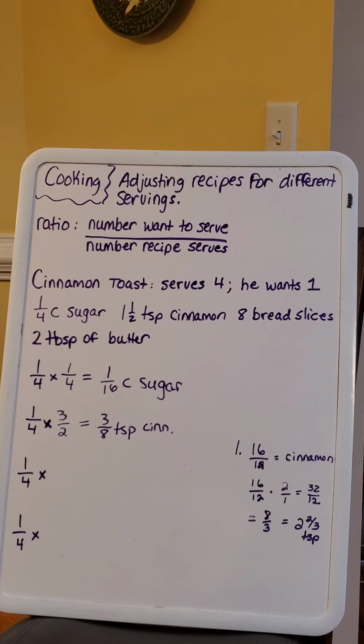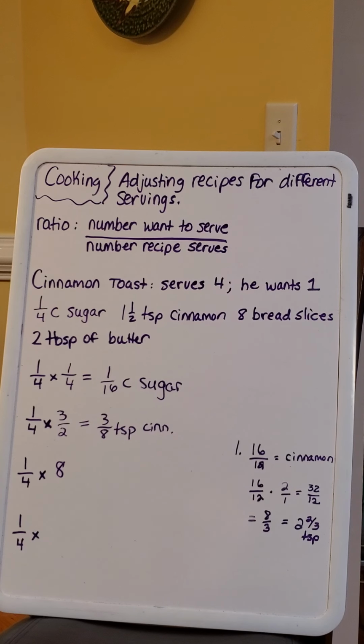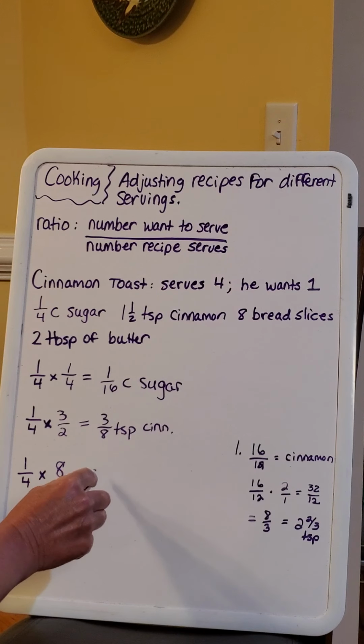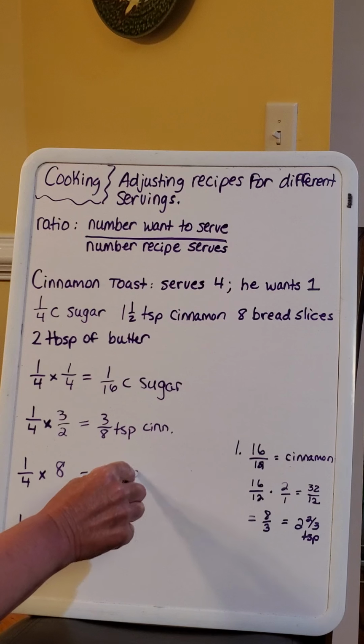Next is the bread slices. It needs 8 bread slices, but for one person, you are only going to need 1/4 of 8. So what you're going to be doing here actually is dividing. So 8 divided by 4 is 2. So you only need 2 slices.